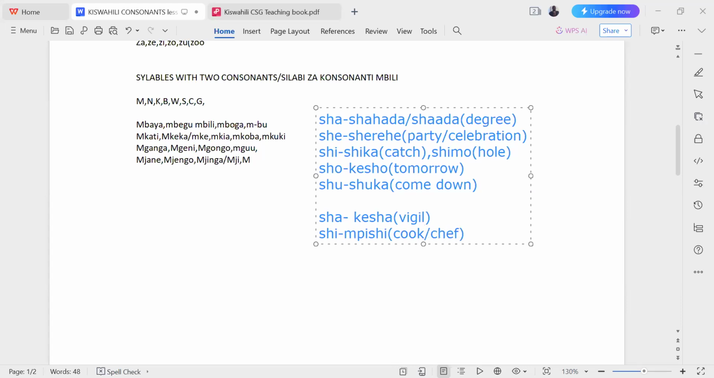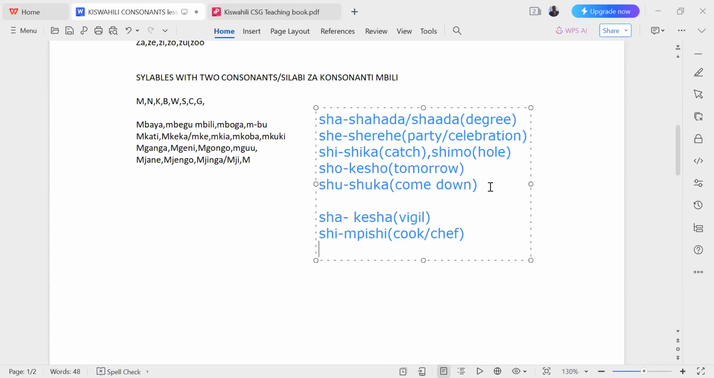You call them mpishi. Then as you say kesho, you see the S-O comes at the last part, it is kesho. Then shuka is okay like that. So these are the examples you want to end up with. So it's sha, she, sho, shu.